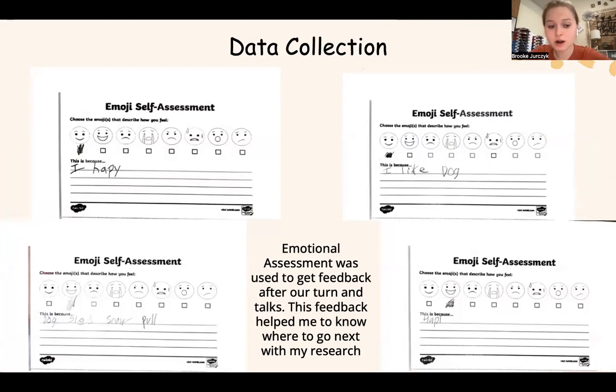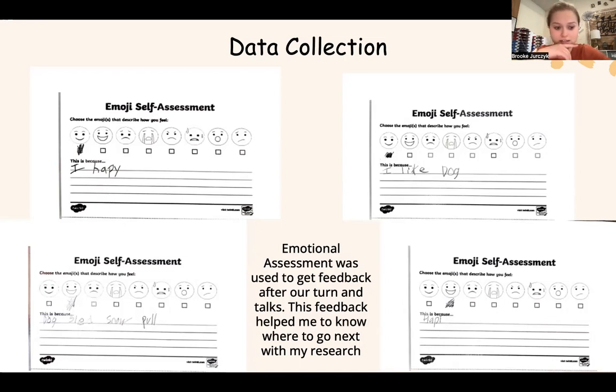So some of the students wrote, "I happy." So I took that as the student felt happy after the turn and talk and maybe felt better. The student wrote, "I like dog." So she, I'm guessing, liked the dog in the story that we were reading about, which is great that she was able to remember that word and write it down correctly, and she spelled it all right, which is awesome.